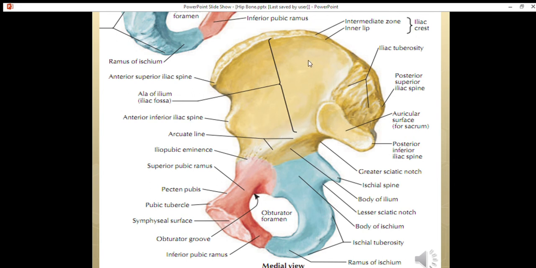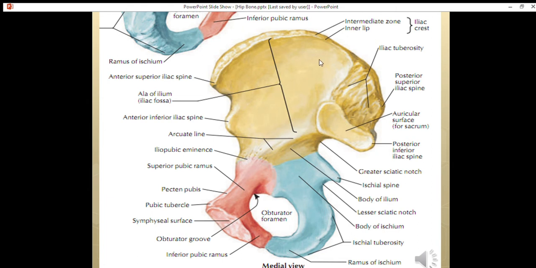The iliac fossa is present anteriorly and is concave, and it is going to form the false pelvis, which is basically the lowermost part of the abdominal cavity. And then it is also going to give insertion to an important muscle, which is discussed later.